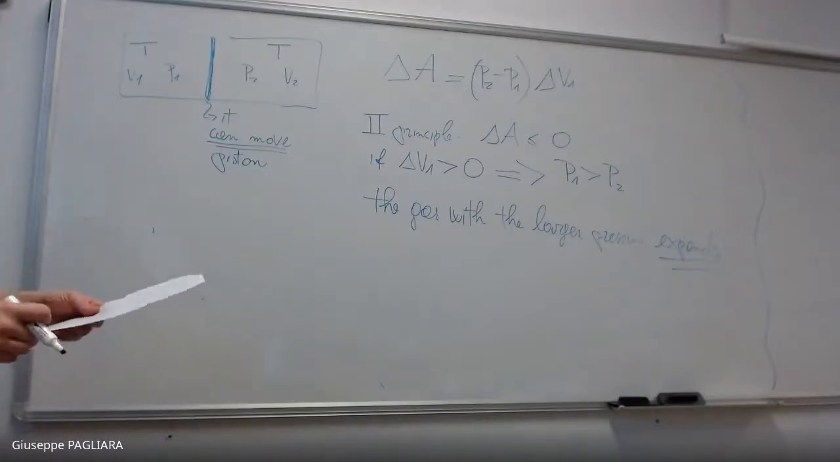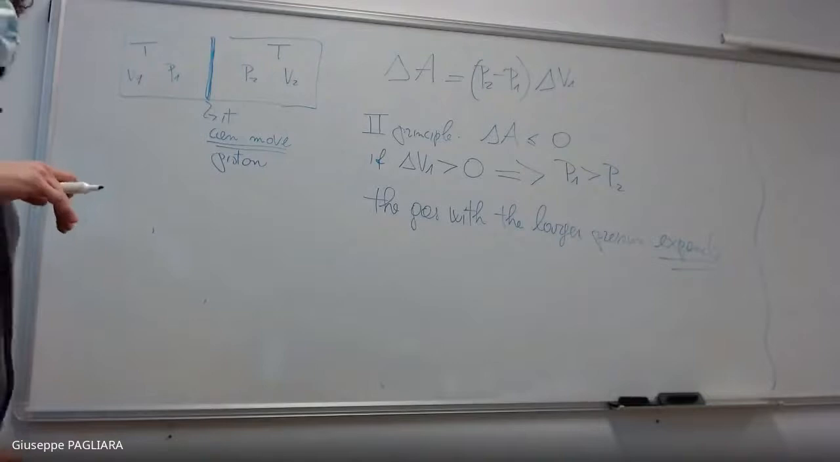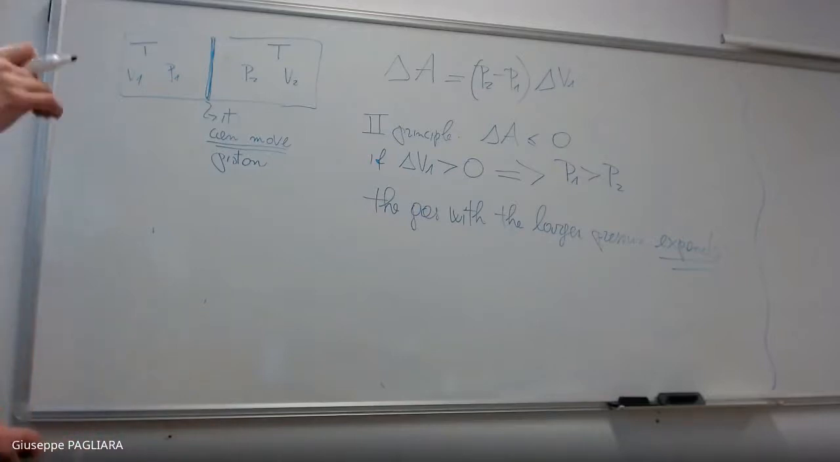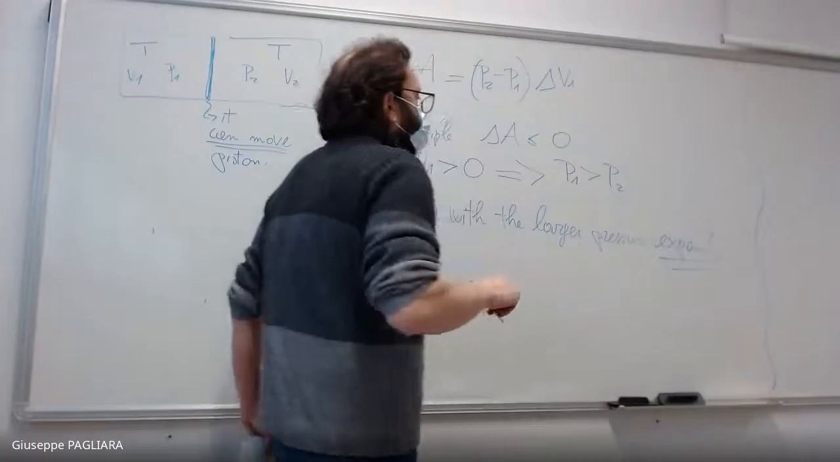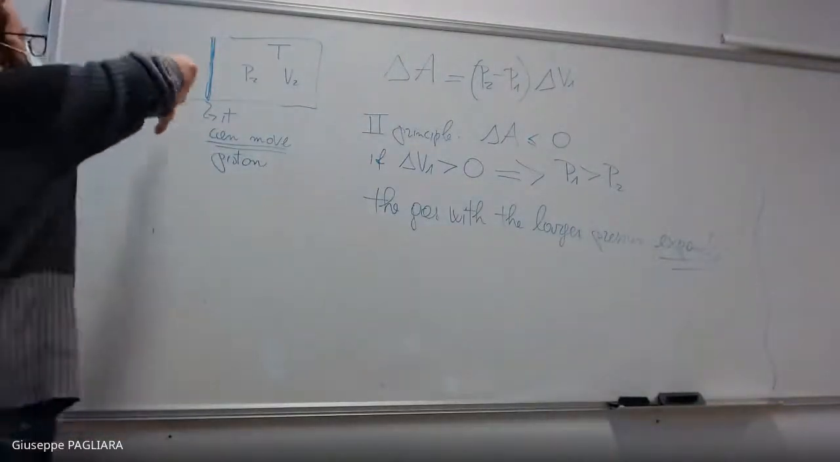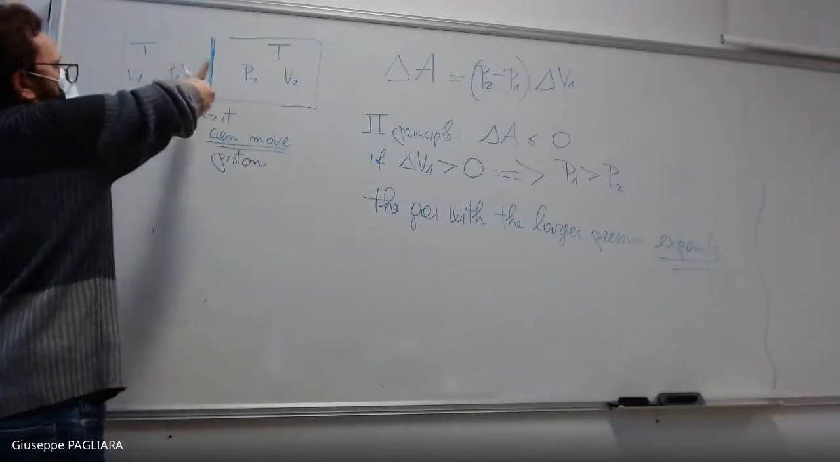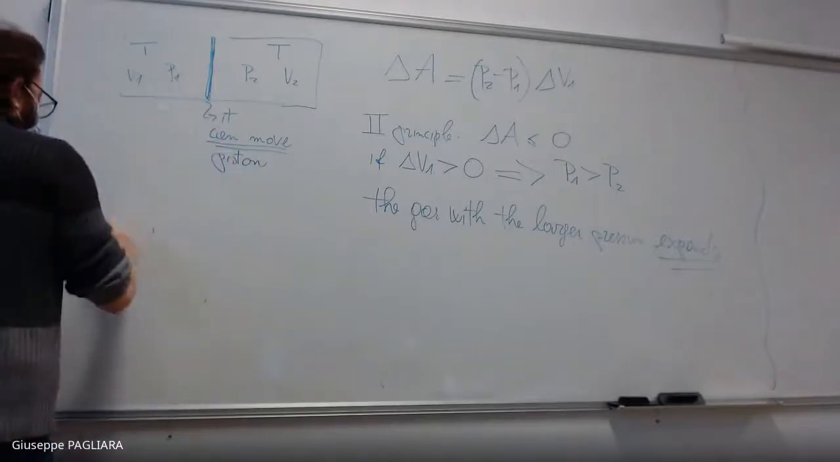And now, of course, this is a very intuitive result, and again is obtained by the second principle of thermodynamics. Okay, so now in this case, the second principle of thermodynamics is telling me that the system will evolve in such a way that the gas with the larger pressure will expand up to a point at which equilibrium is reached.